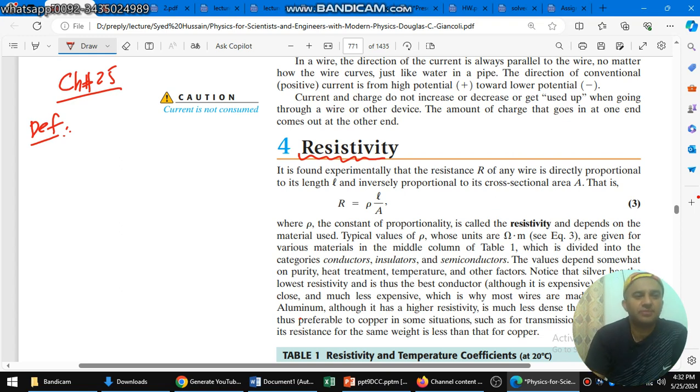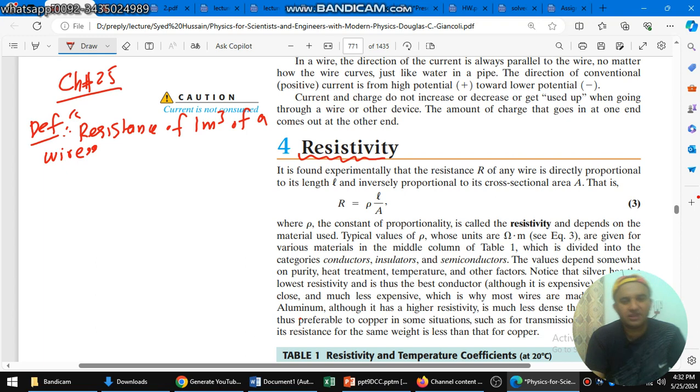For example, let me define this resistivity. It is the resistance of 1 meter cube of a wire. Any wire that has the resistance in its whole length and its volume, that whole resistance is basically the resistivity.